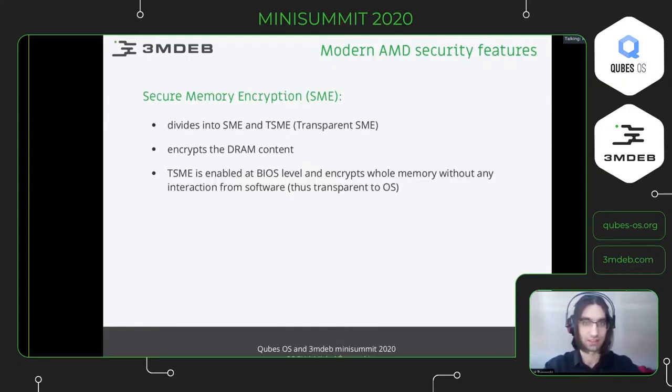So the SME, secure memory encryption, divides basically into two variants. There is a simple SME and transparent SME. Transparent SME is an option that can be enabled on BIOS level and enables memory encryption of the whole memory, without any interaction from the software. Thus, it is called transparent to the operating system, because it doesn't involve any software to operate. It just encrypts all DRAM, and that's it.